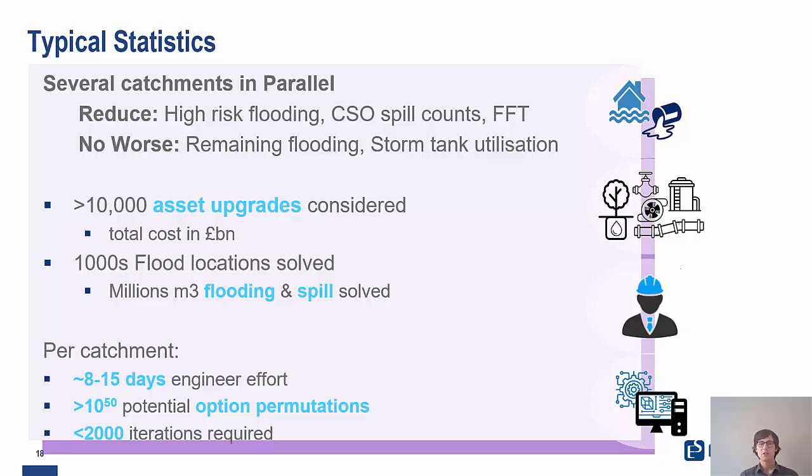Per catchment, it might only take an engineer around 8 to 15 days of their time to complete the study, whilst the algorithm is actually evaluating up to 10 to the 50, or often way more than that, potential option permutations, different combinations which are possible, and being able to evaluate all those different items within 1,000 or 2,000 design iterations, like simulations. It really is quite impressive how efficient these algorithms are in minimising the number of simulations needed now.